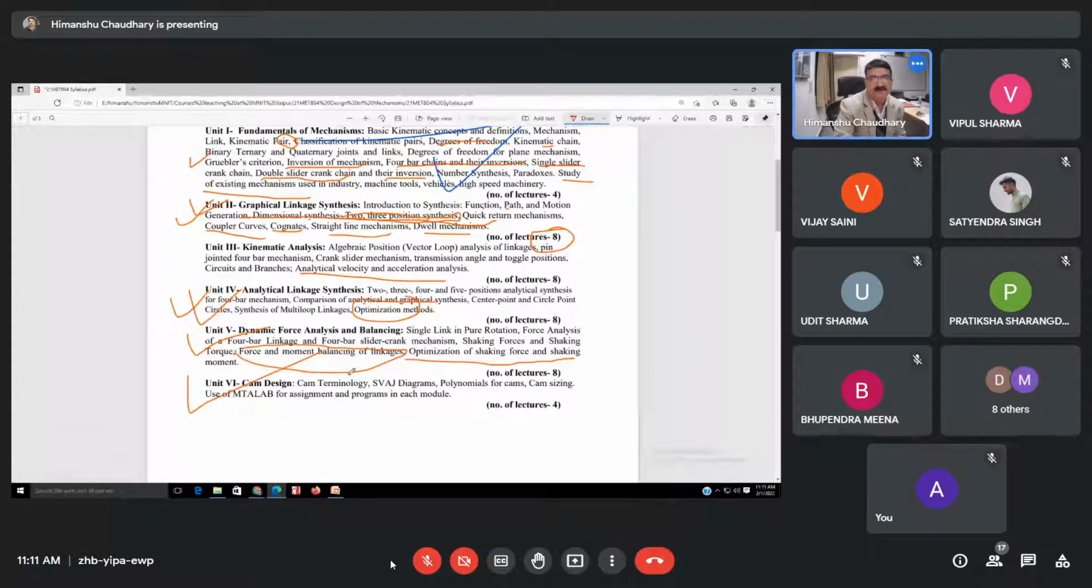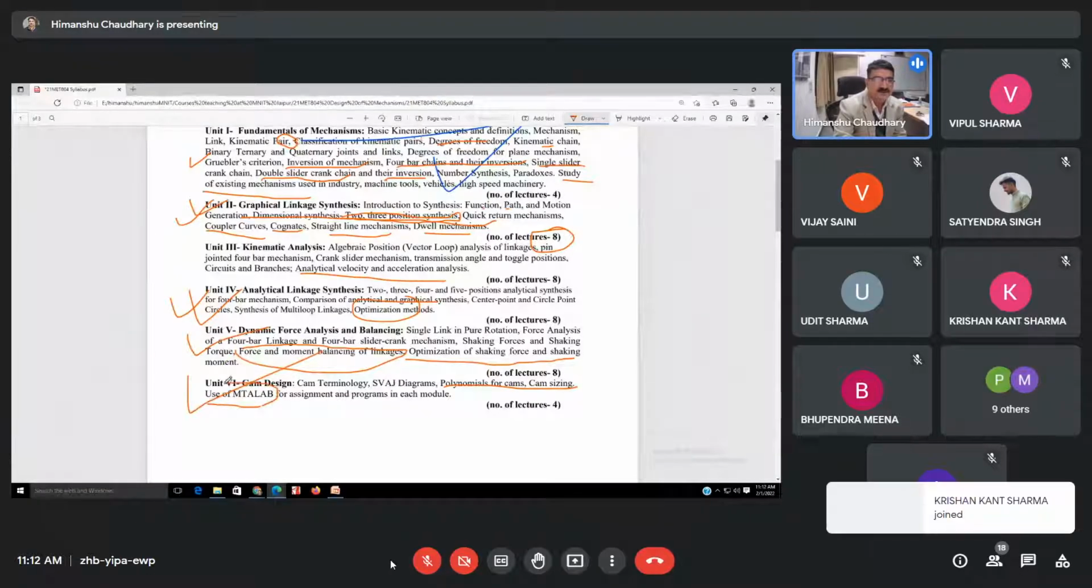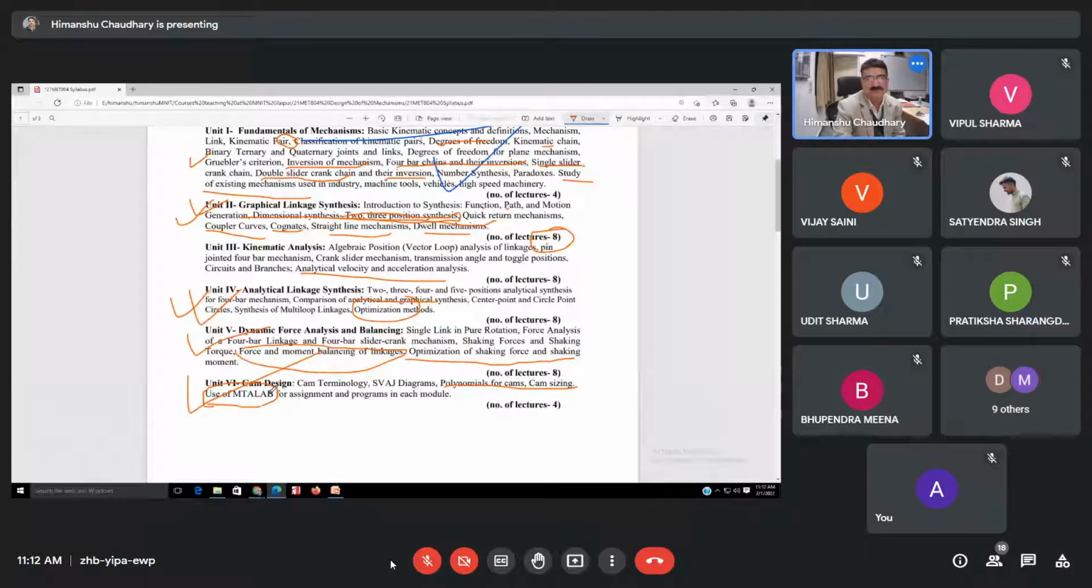Here we define the terminology for cams. There are position, velocity, acceleration, jerk diagrams, and their profiles, cam profile curves, right? And sizing. So I suggest that you use MATLAB for solving the problems.